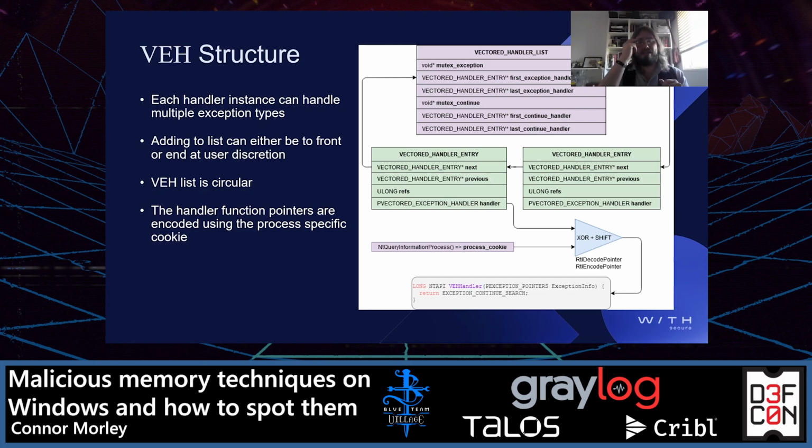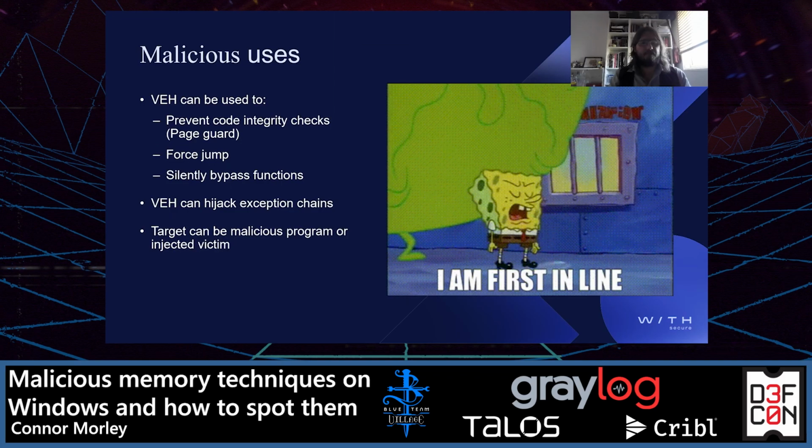But what's interesting is that you can add a VEH on the command just before you know you're going to do something nefarious, which will cause the exception. So you know that your exception handler is going to be called first. A VEH list is circular. This is something just to know that effectively when it reaches the end of the list, it will go back to the start. So there has to be a check against what vectored exception handler entry ID it is, so you know when you reach the end of the list. And finally, the handler function pointers are encoded using a process-specific cookie. So only by using the process-specific cookie can you actually find the handler's legitimate pointer address and find the handler code.